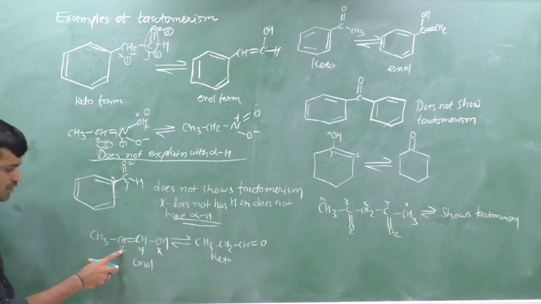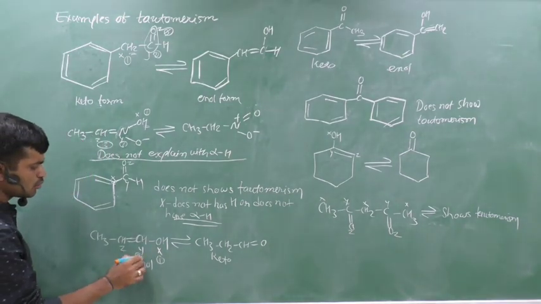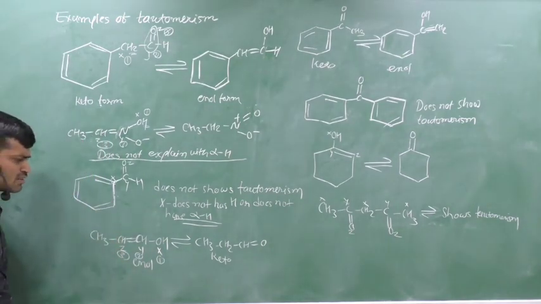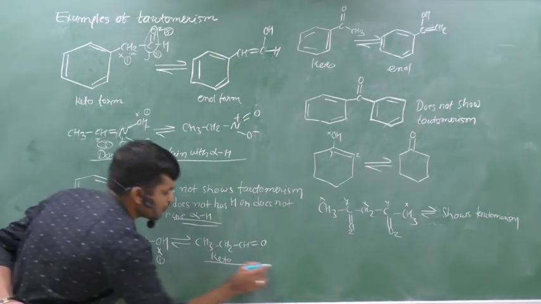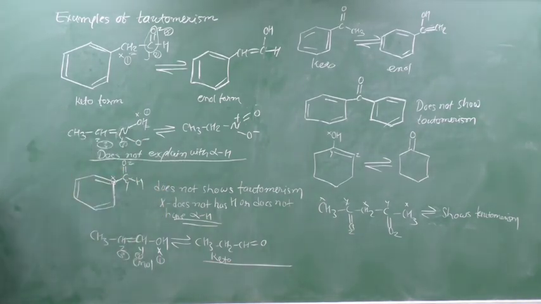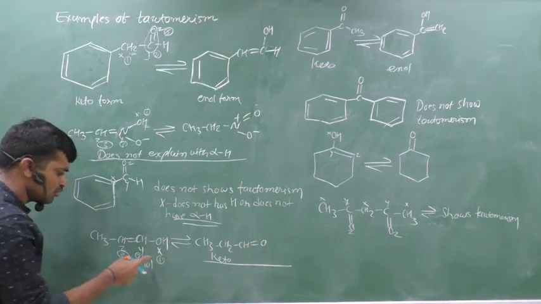Here we can give Z, Y, X. 1, 2, 3. All our conditions are satisfied. Therefore, we can form the keto form. How can we form the keto form? Hydrogen transfer from 1 to 3.